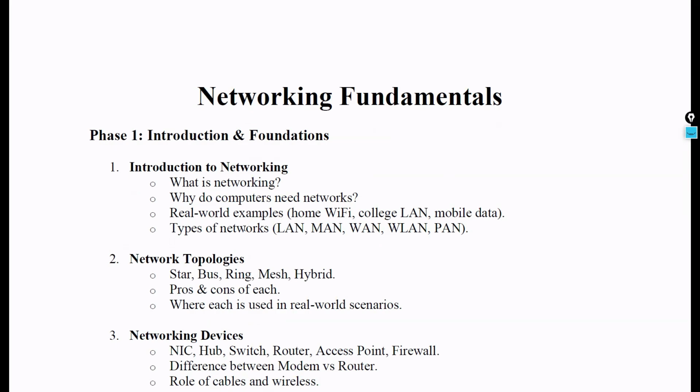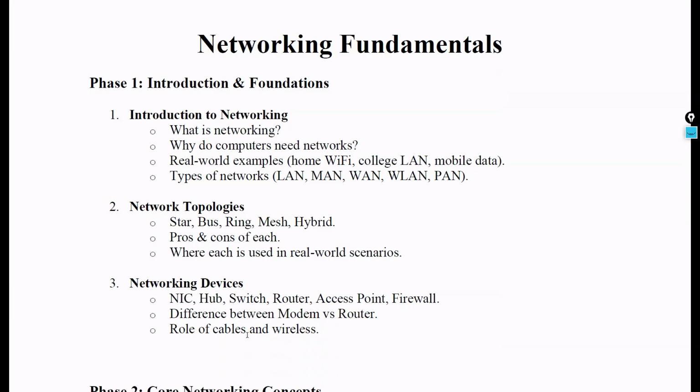Then furthermore, we will see how networks are designed. So we'll talk about different types of topologies, what the pros and cons of each are, and where each topology is being used in real world scenarios. And then further, we'll come to the networking devices, broadcast and collision domains, okay, how each of the things works, where you have all these things, right? So that's how we are going to go through.